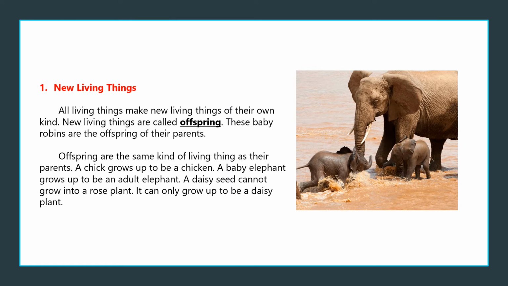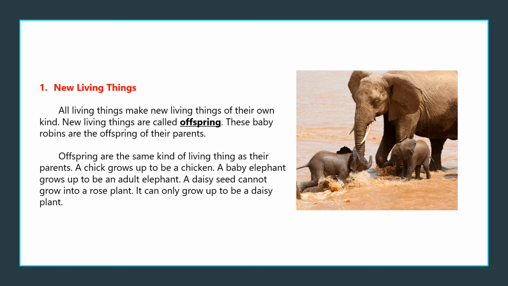Number 1, new living things. All living things make new living things of their own kind. New living things are called offspring. These baby robins are the offspring of their parents. That's the ones that were on the front of our lesson. Offspring are the same kind of living thing as their parents.